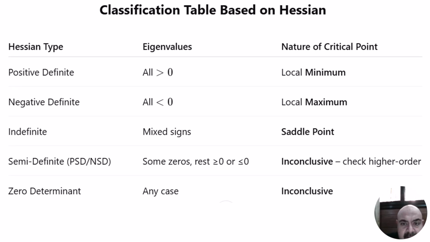Based on the Hessian, here we go. That's positive definite. All eigenvalues greater than 0, local minimum. Less than 0, local maximum. Mixed sign, saddle point. If semi-definite, either positive semi-definite or negative semi-definite, that means some of the eigenvalues equal 0, so check higher order. A zero determinant in any case means it is inconclusive.